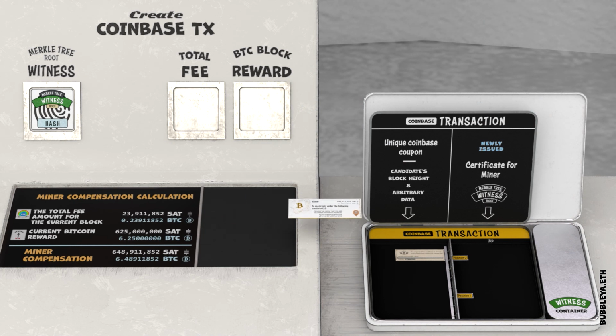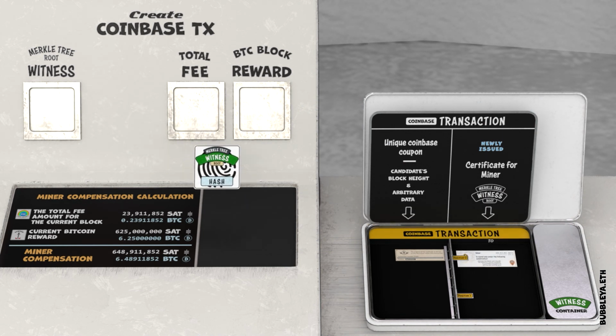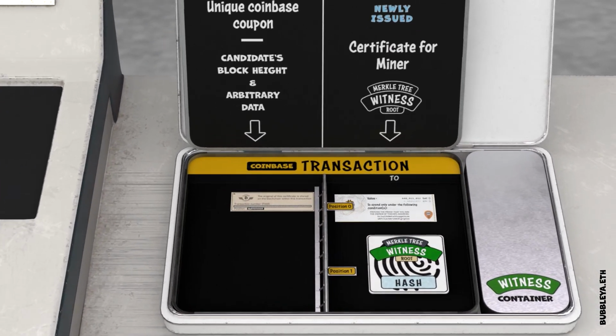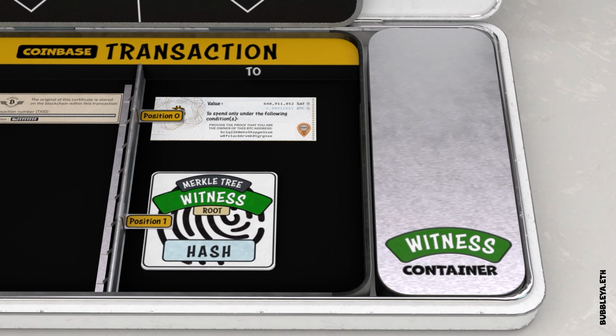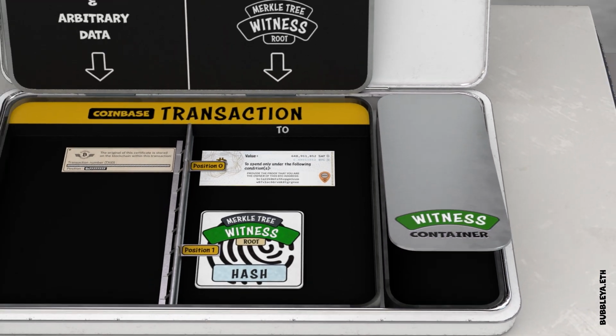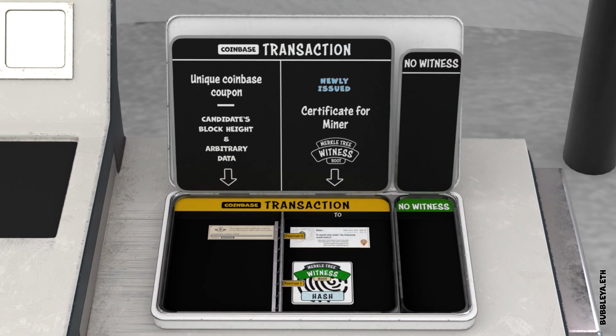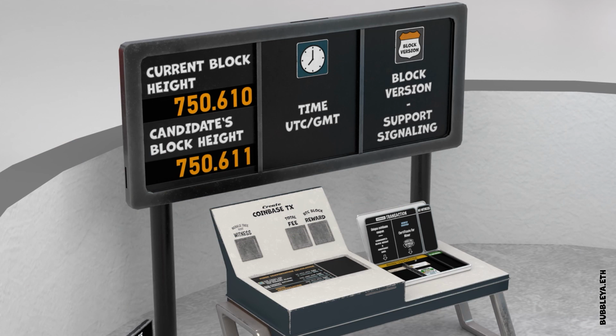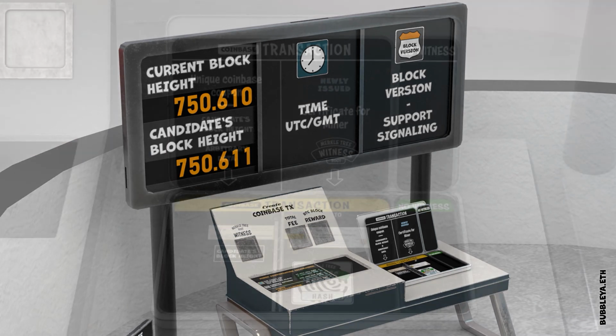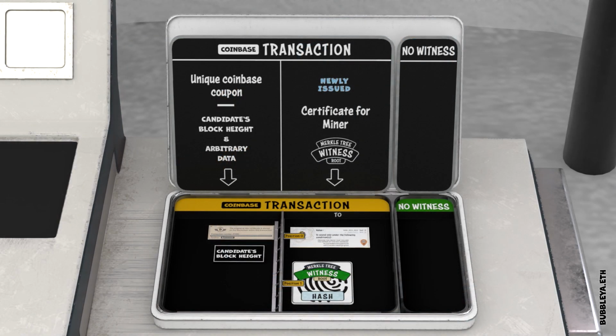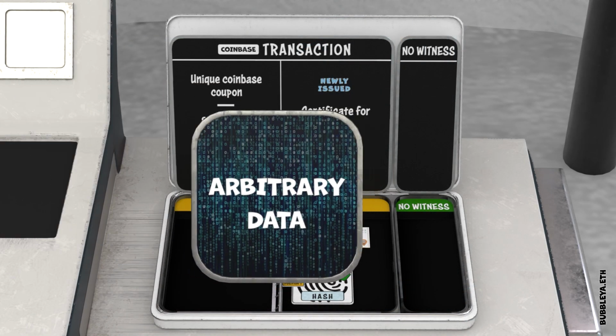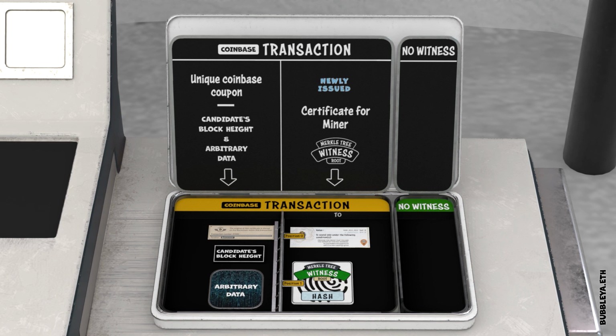The certificate for the miner's payment is placed in position 0. By placing the Merkle tree root of witness data in position 1, Bitcoin ensures the integrity of all witness data within the block. Since no funds are spent in Coinbase, there is no witness data. The Bitcoin protocol allows using places in the Coinbase for other purposes. For example, the miner provides the candidate's block height number and can insert arbitrary data, such as the miner's name, into the input part of the transaction.